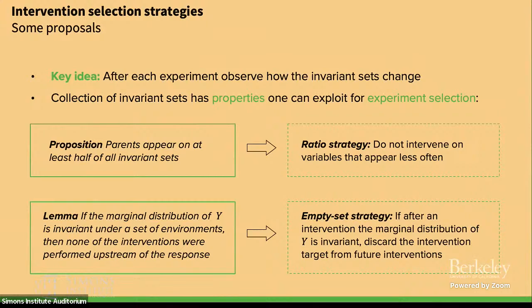Also, this empty set strategy only makes sense in a finite sample setting, due to what I said previously: in the population setting, we don't need to intervene on any variable twice anyway, because intervening on everything once is sufficient. So this empty set strategy is only useful in a finite sample context, but we will see that there it's actually fairly effective.